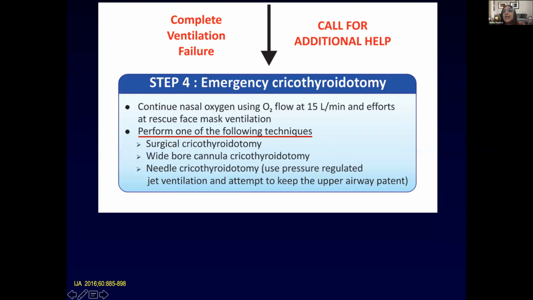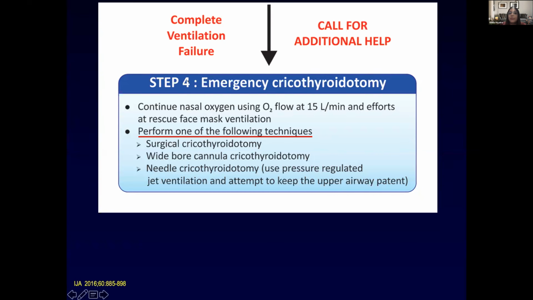But for those who use needle cricothyrotomy, people like it because they're very familiar with the Seldinger technique, etc. But remember, it's not enough to just put the needle in. You need to have pressure regulated jet ventilation and need to keep the upper airway patent. Now, this is very important. So if you don't have jet ventilation, there's no point just putting a needle inside.